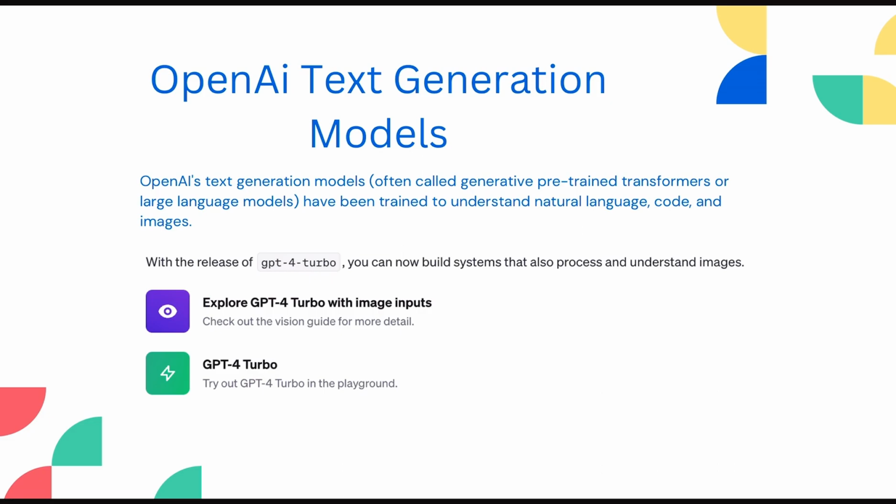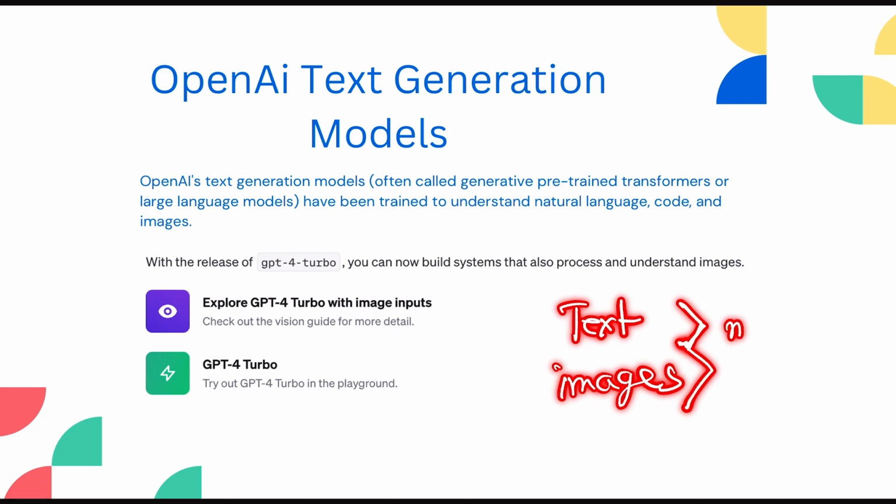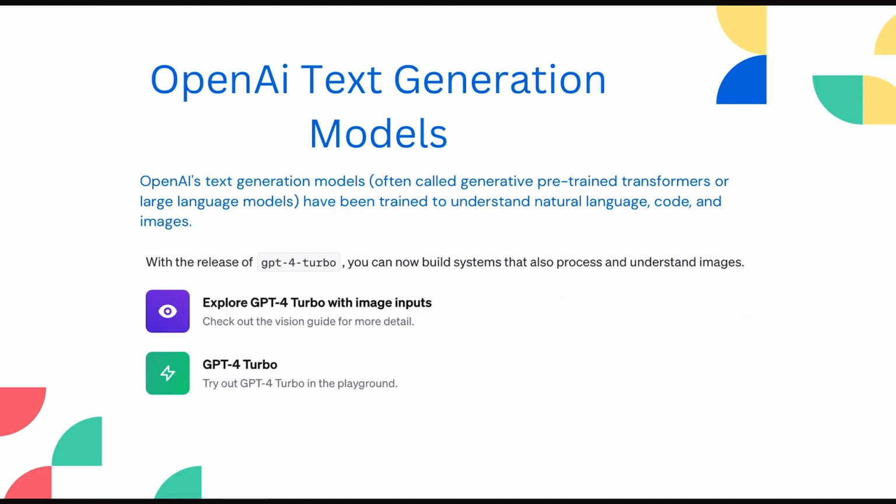So OpenAI's text generation models, often called generative pre-trained transformers or large language models, have been trained to understand natural language, code and images. So with the release of GPT-4 Turbo, you can now build systems that also process and understand images. So it's not just text but images, and we can call one part of it a model. If it understands only text, we can say it is only a textual model, but if it understands both text and images, we can say that model is a multimodal model. That means it can understand text as well as images.